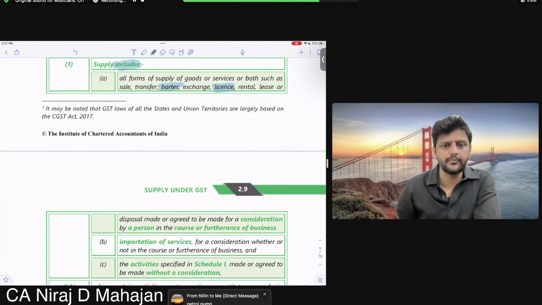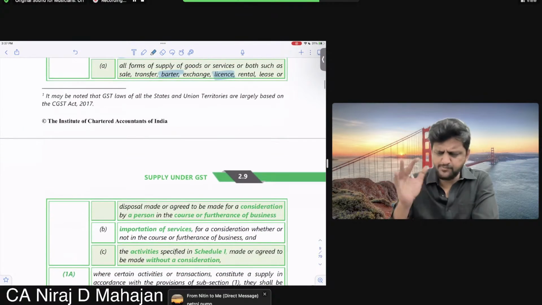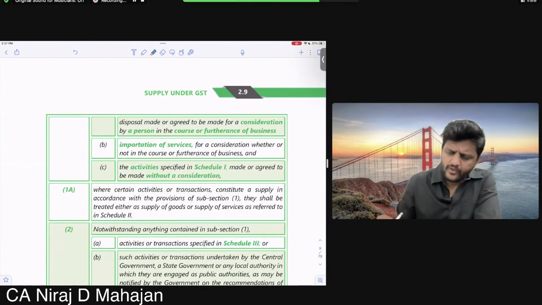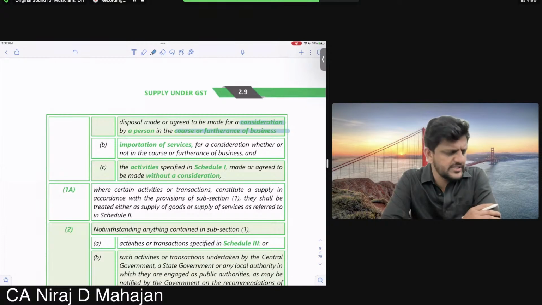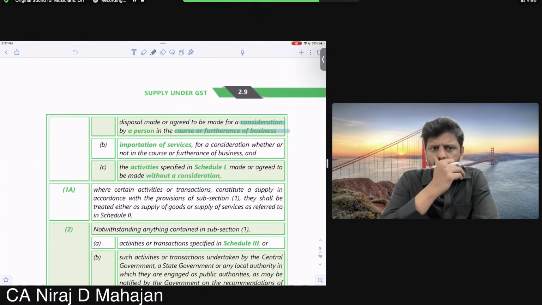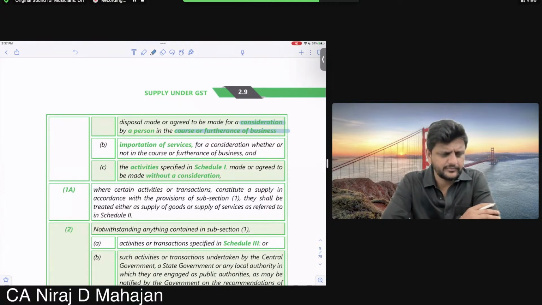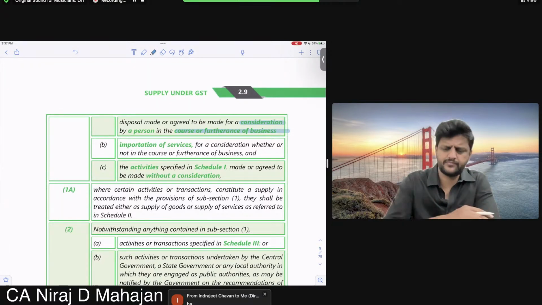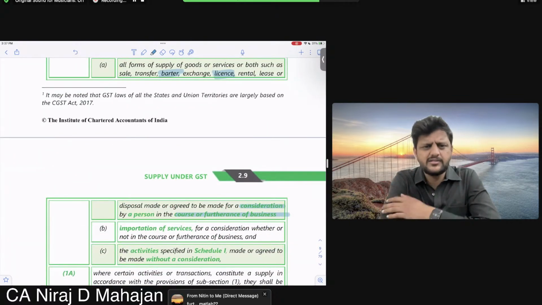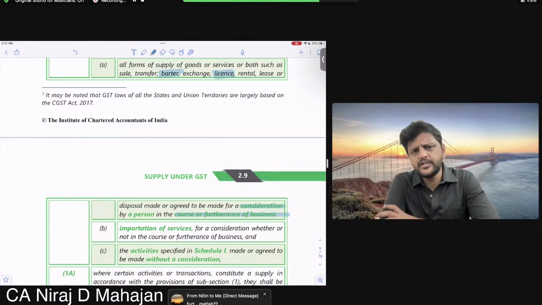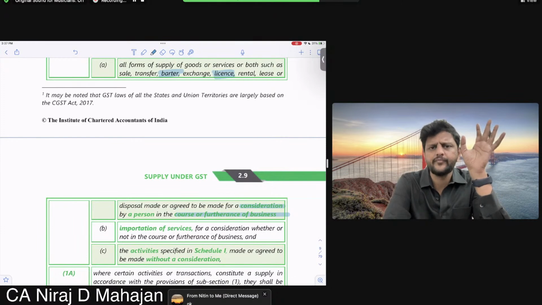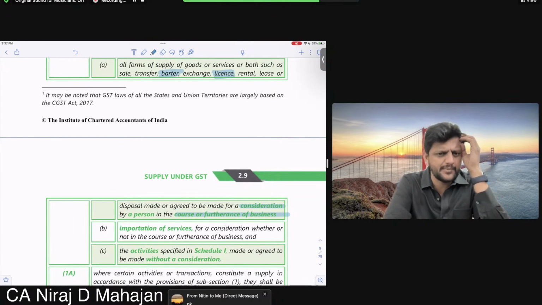Rent, lease, long-term rent is lease. Then petrol pump license. Or disposal, made or agreed to be made for a consideration by a person in the course or furtherance of business. In the course or furtherance of business. Little bit heavy right now, is it? So currently, they have given you examples. What are the examples? Sale, transfer, barter, license, rental, lease. Disposal means discarded, like scrap sale. Scrap is discarded.